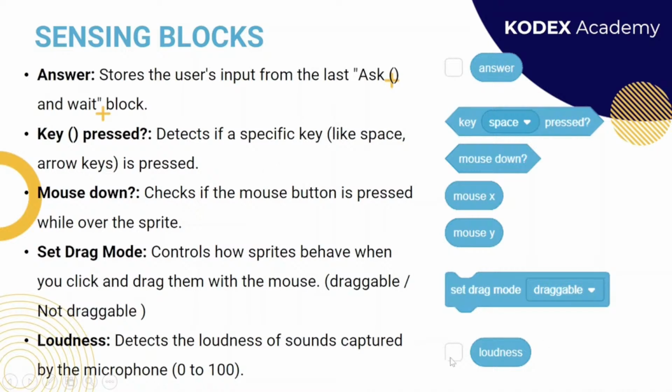Like here you can see there is a square, and when I click on this, automatically you can see the loudness icon come on the screen, and you will observe what the current loudness of sound coming from the microphone is.